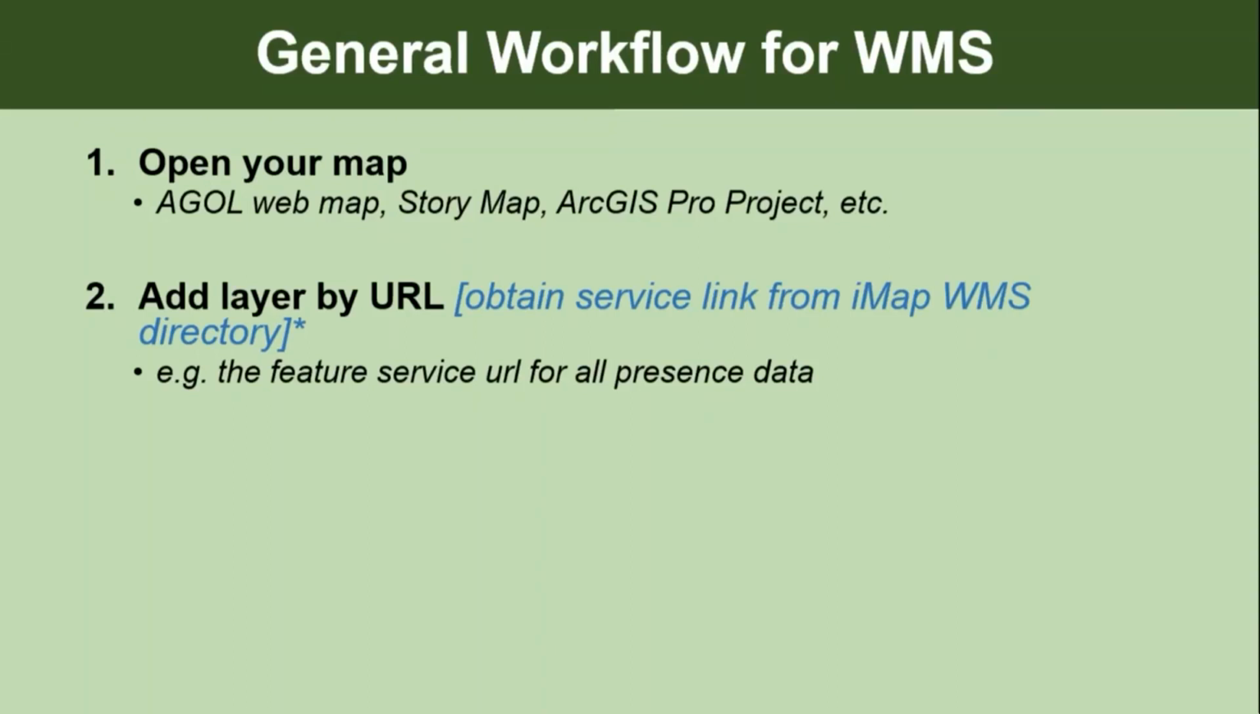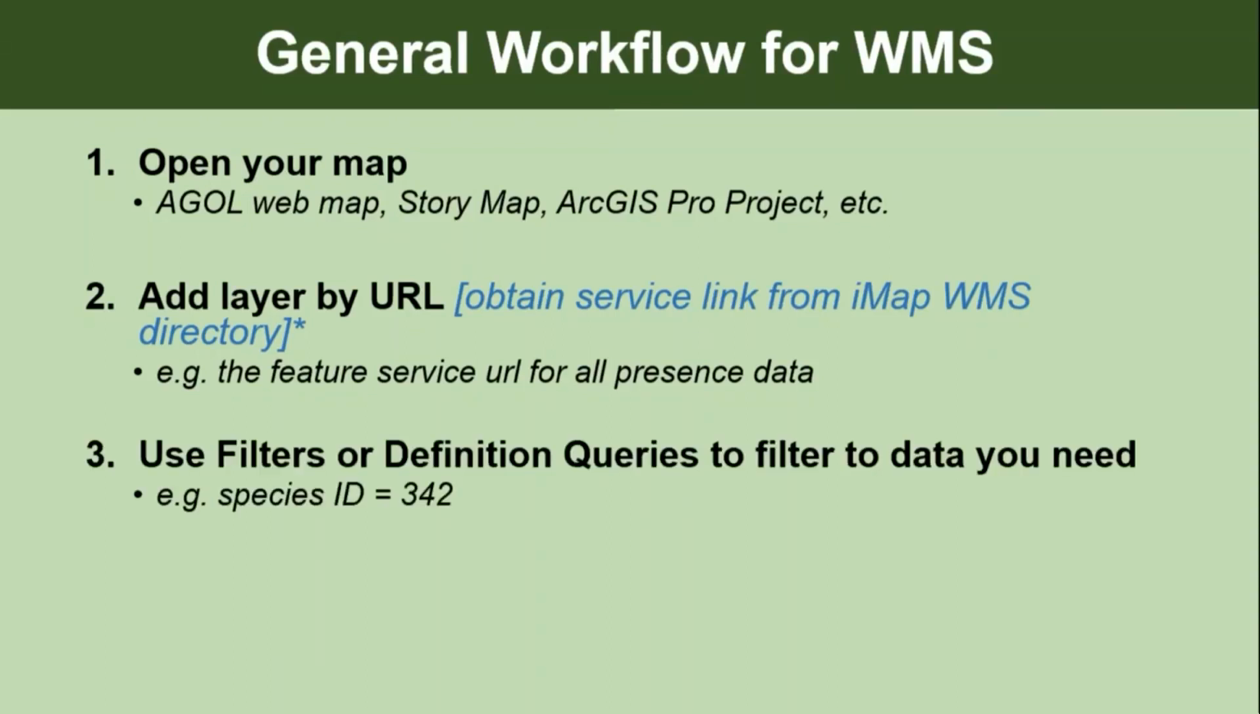One example would be the feature service URL for all presence data. You add that in, and by default, it'll be all species data. So you'll want to use some filters or definition queries to filter down to the data you need, rather than all of the data in that layer, for example, filtering on a species ID. And then finally, you'll want to adjust symbology, pop-ups, and whatever else you want to customize.